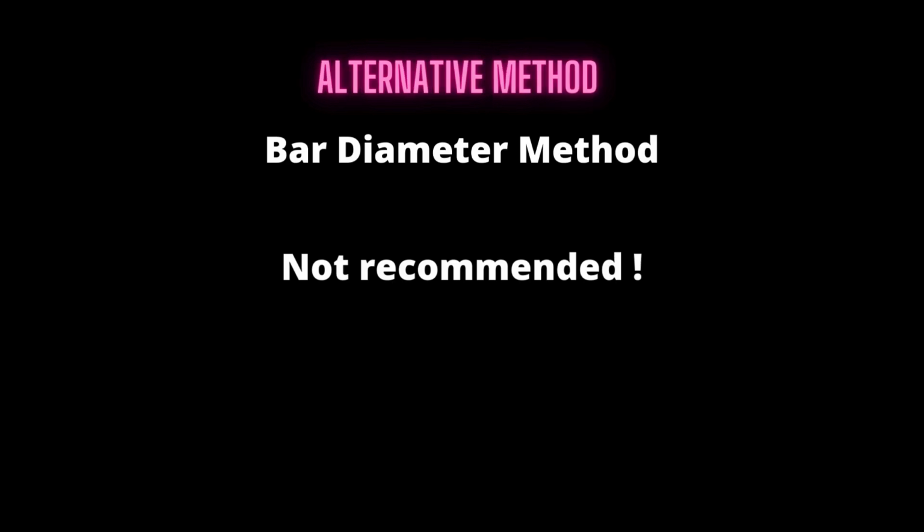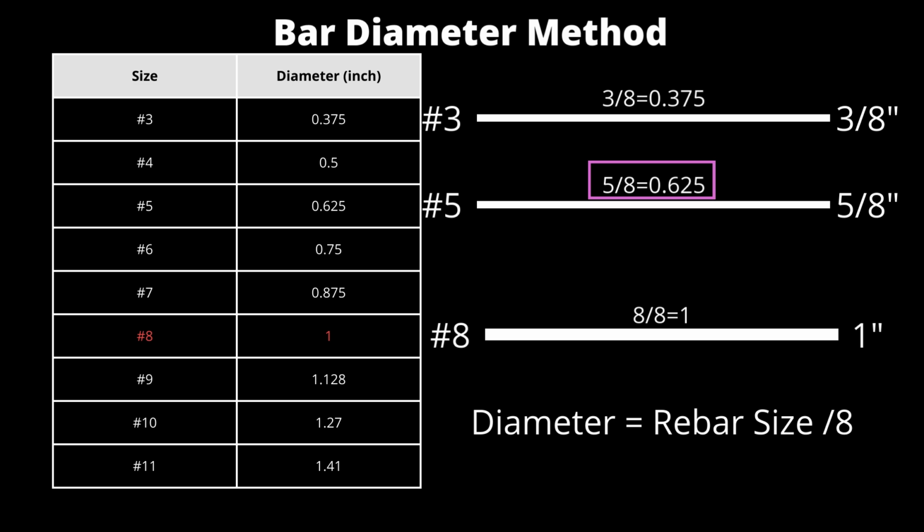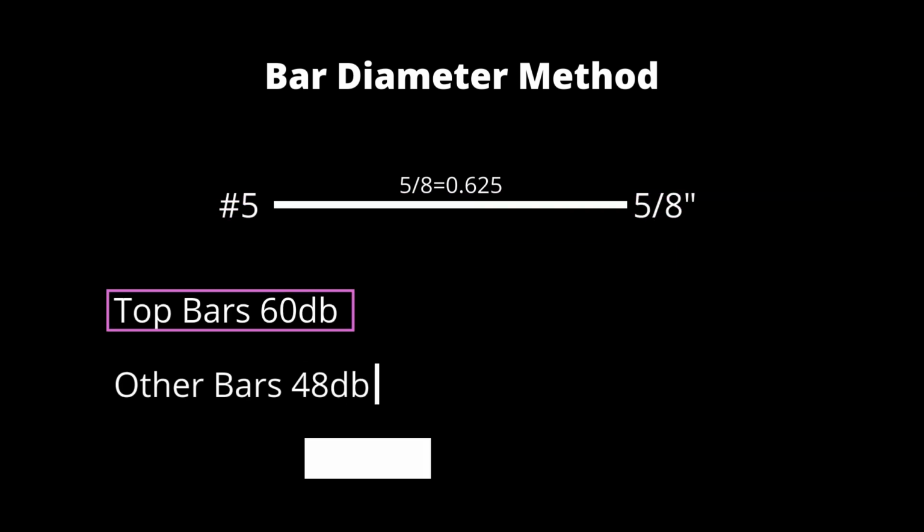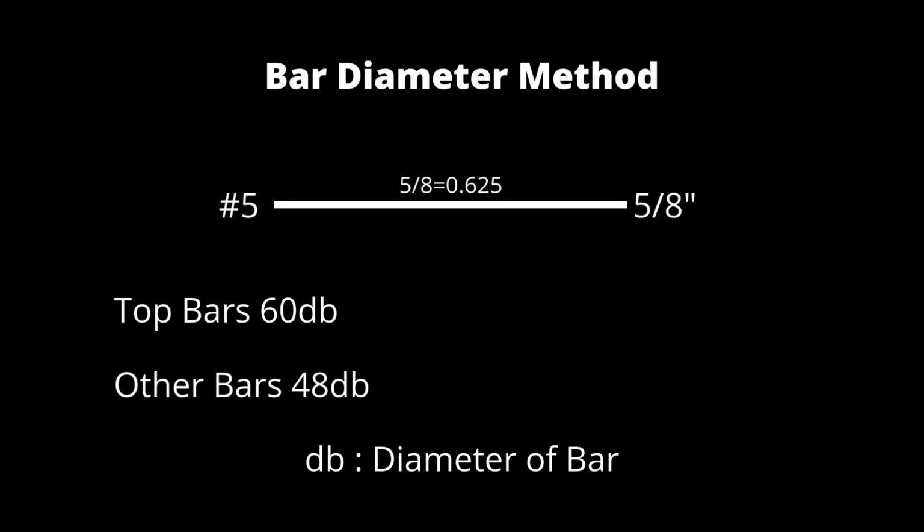Alternative method is bar diameter method. I don't recommend using this method, but sometimes it is handy if you need to do some quick calculations. We already know how to figure bar diameter from Lesson 2. Basically, dividing the size of the rebar by 8 will give us bar diameter. For example, for number 5 size rebar, divide 5 by 8 equals 0.625 inches. For top bars, use 60 dB, and for other bars, use 48 dB. dB stands for diameter of bar.